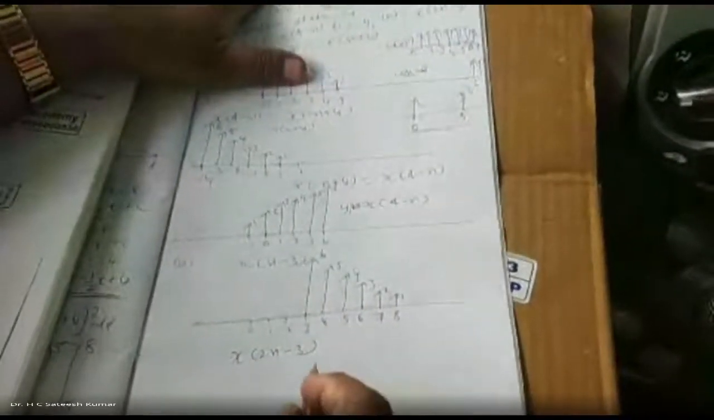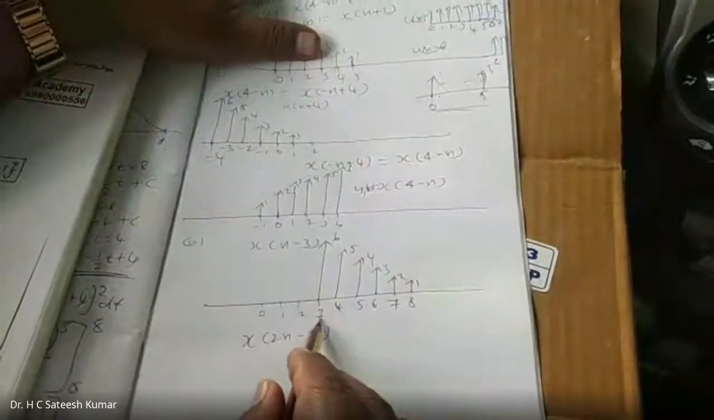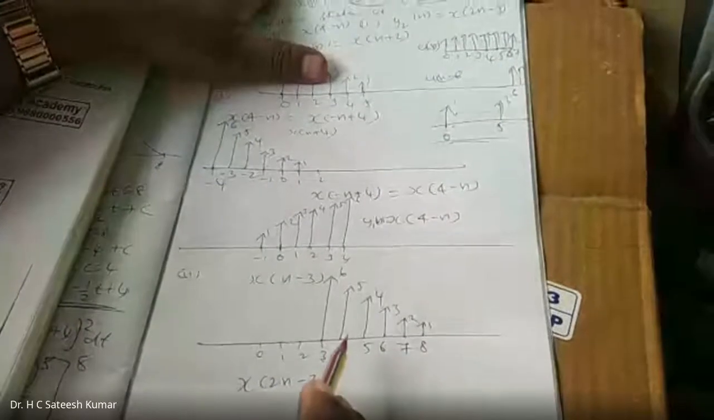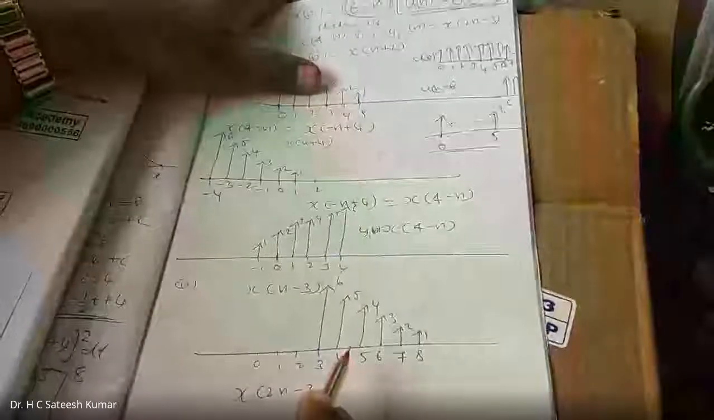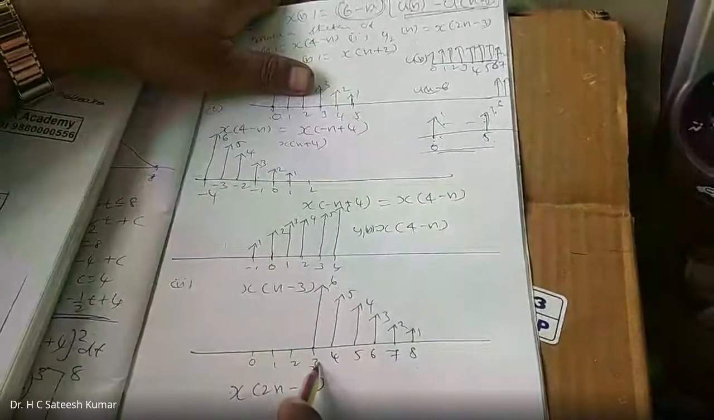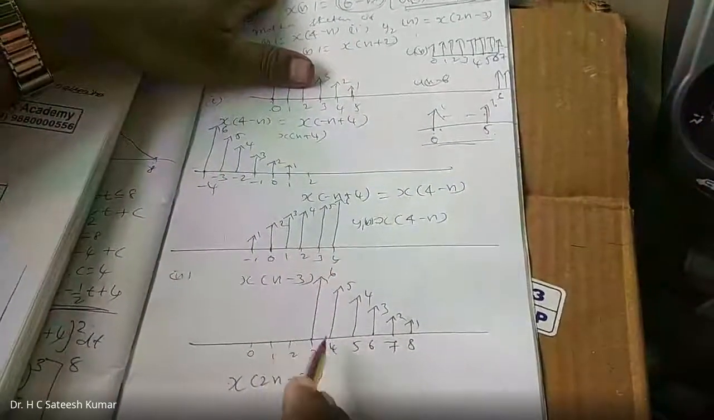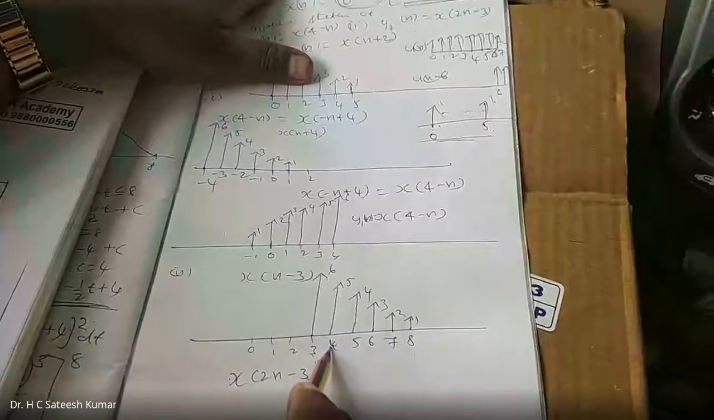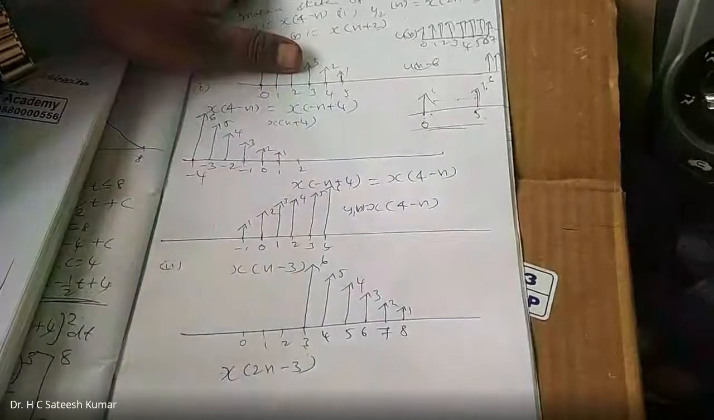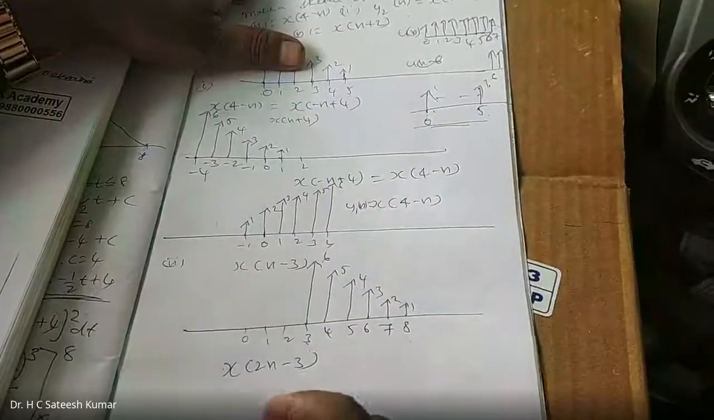Okay. Next is the x of 2n minus 3. So now what is that we have is scale it. 2n is equal to 3. Therefore, n is equal to 3 by 2. That will disappear because we know that discrete time signal will take only integer value. When you scale it, if you get fraction, that element will disappear. 2n is equal to 4. Therefore, n is equal to 2. Therefore, the signal will be at 2. 2 its values.